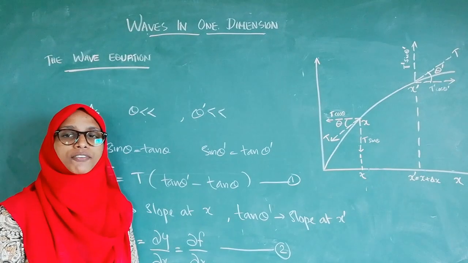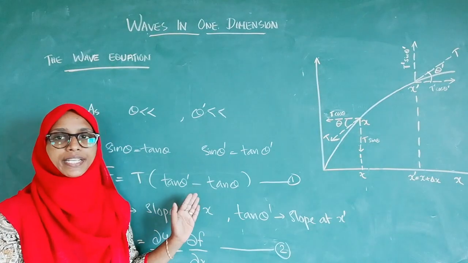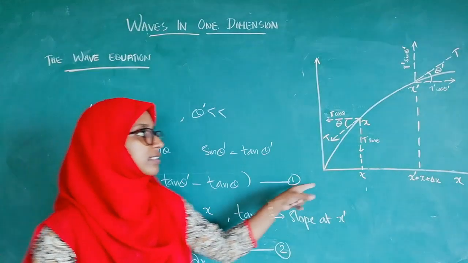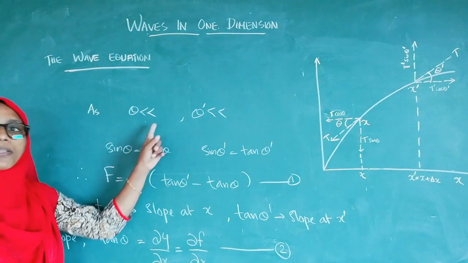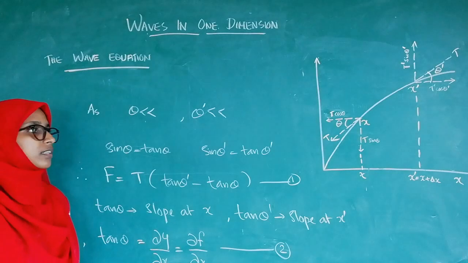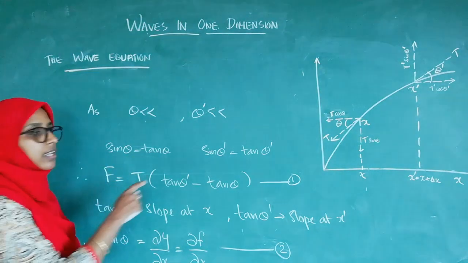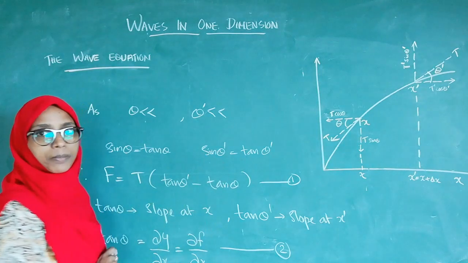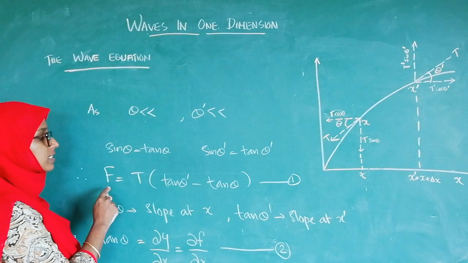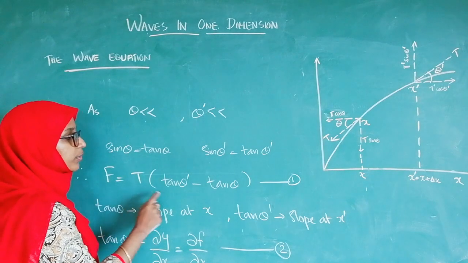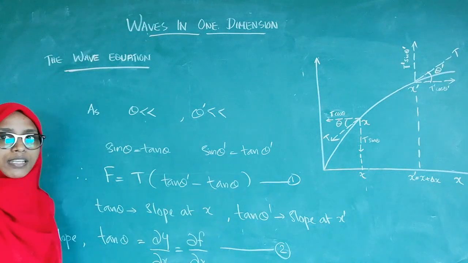Now the displacement of the string is very small along the y direction, as the string is strictly stretched along the x direction. So theta and theta prime will be very small angles. In such a case, we can equate sin theta to tan theta and sin theta prime to tan theta prime. So the resultant transverse force can be written as F is equal to T into (tan theta prime minus tan theta), and give it as equation number 1.